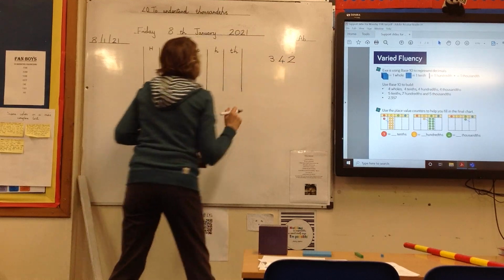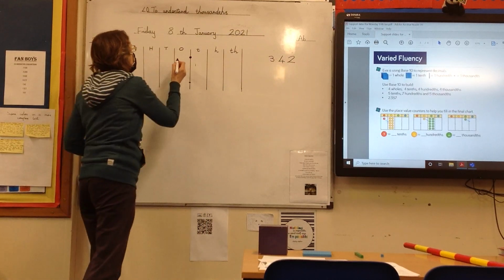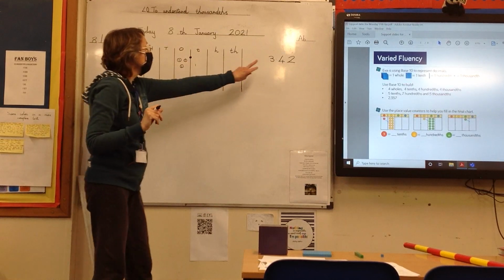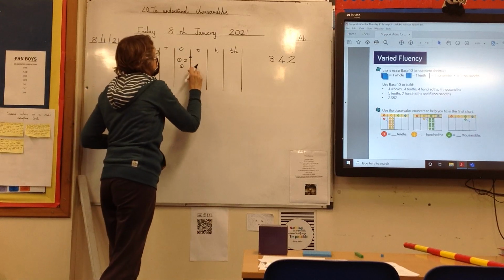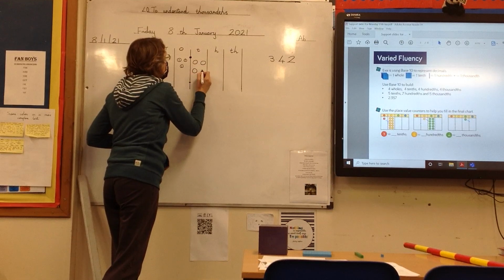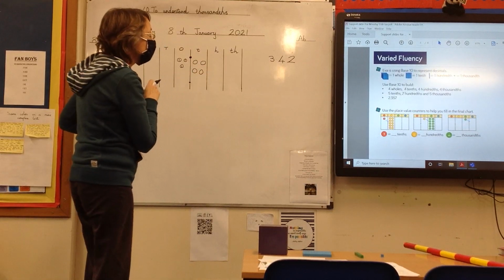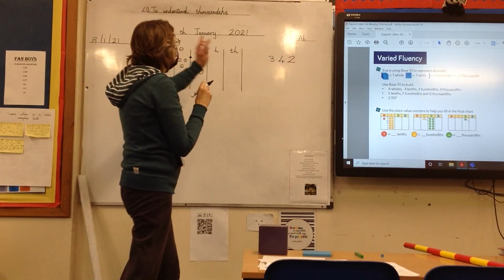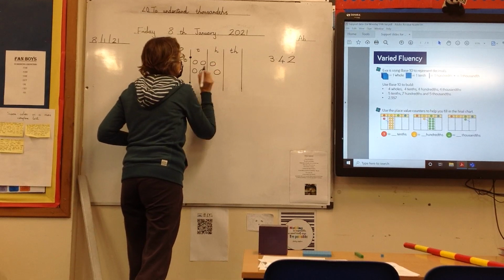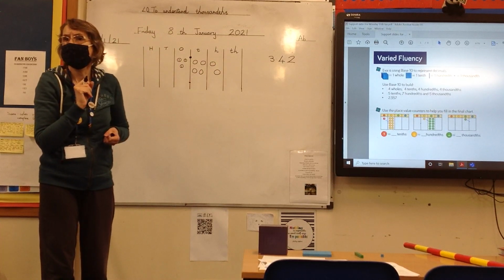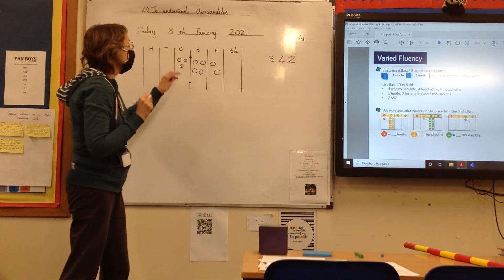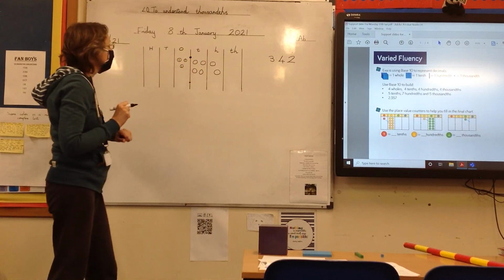So if we had 3.42, we've got 3 ones, we've got 4 tenths, okay, in the tenths column, and then we've got 2 hundredths in the hundredths column. Yeah? Does everybody see that? So we can actually build those up using the counters to show how many we've got.